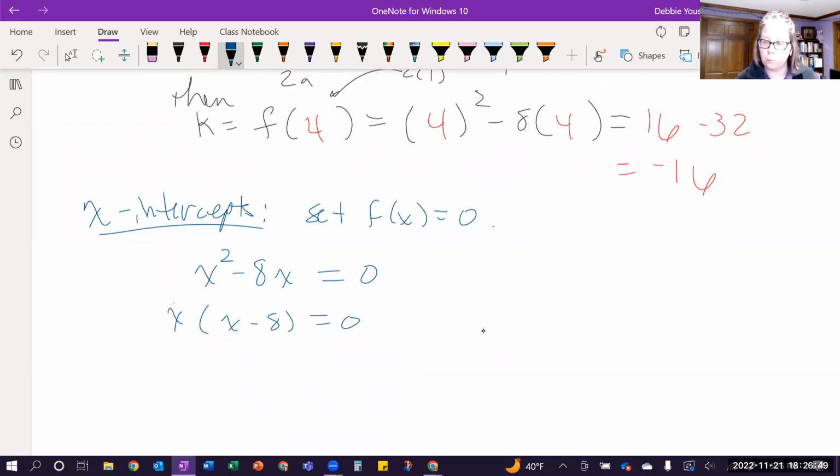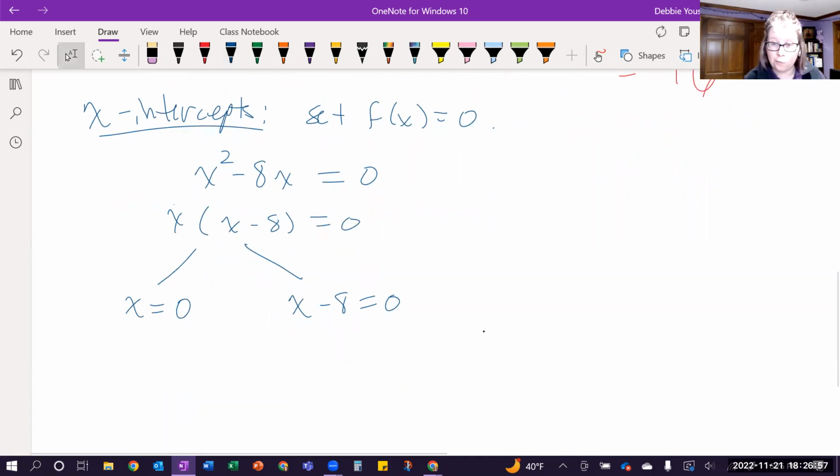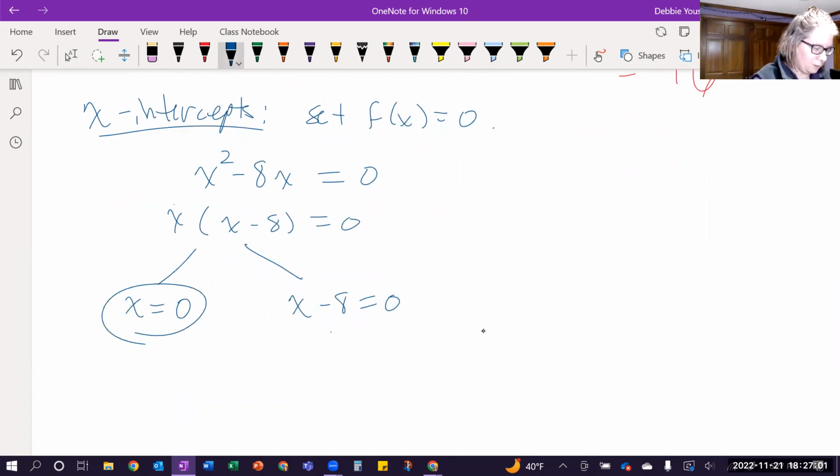And now I use the zero product property where I split each of those factors and set each one equal to 0. The first one is already solved for me. It's x equals 0. The second one is linear. I add 8 to the other side. I get x equals 8. So I do have 2 x-intercepts that I'm going to enter with a comma.